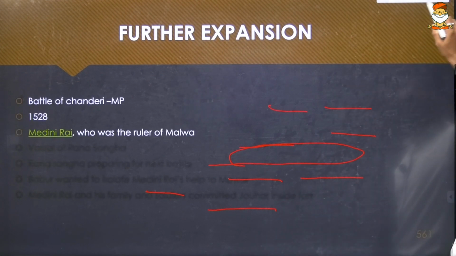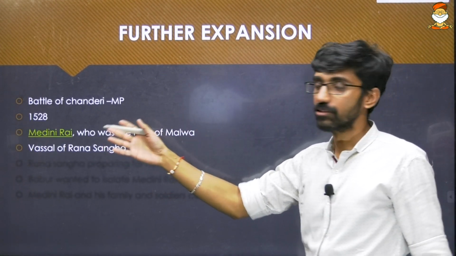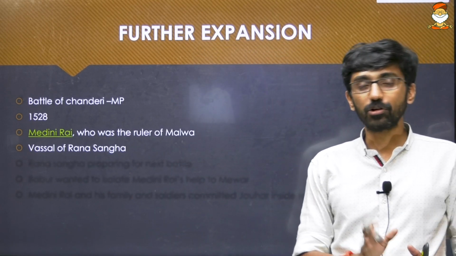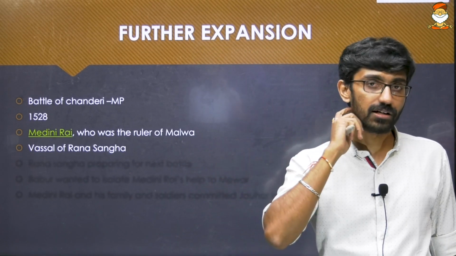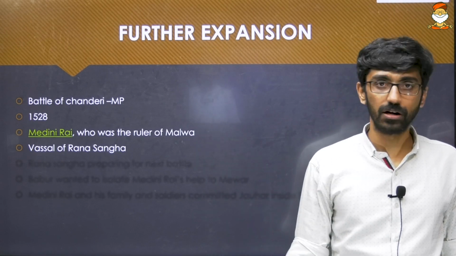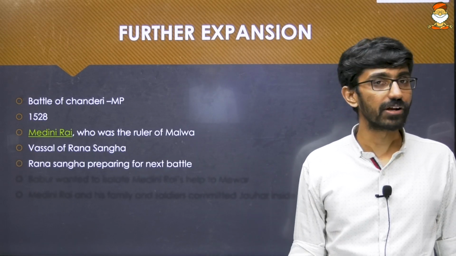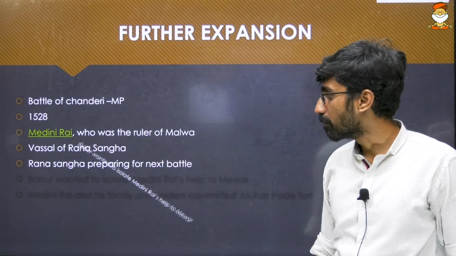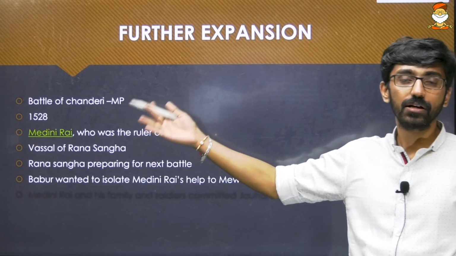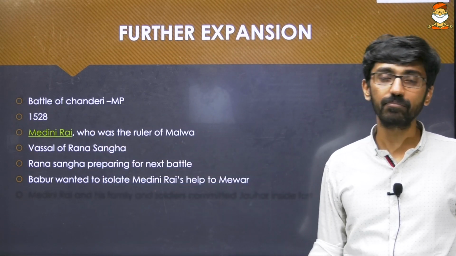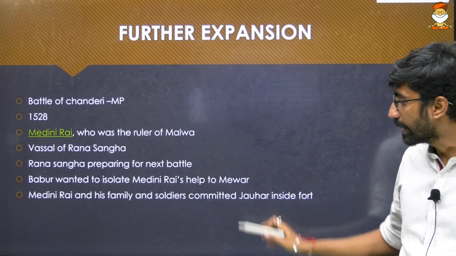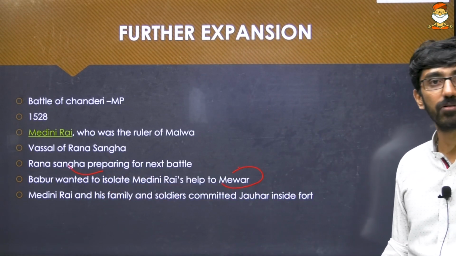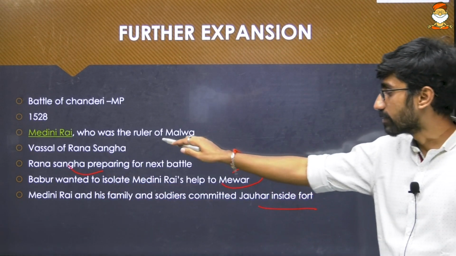A further expansion happened. The Battle of Chanderi happened in Madhya Pradesh, in 1528. Medini Rai was one of the vassals of Rana Sanga, and was also ruler of Malwa, who wanted to help Rana Sanga. Rana Sanga was seeking the help of Medini Rai after he got defeated at the Battle of Kanwa. That is the reason Babur attacked Medini Rai in Malwa and defeated him. Babur wanted to isolate Rana Sanga from getting any kind of help from Medini Rai, or any help to Mewar. Mewar was under the control of Rana Sanga. And Medini Rai and his family committed Jauhar inside the fort, the Malwa fort we are talking about.